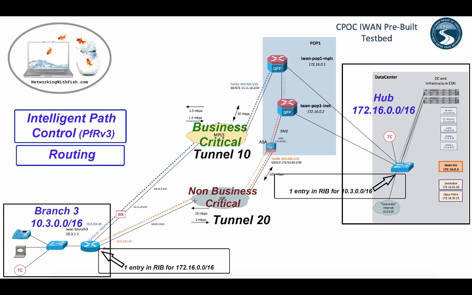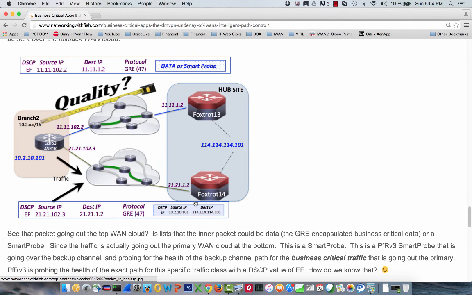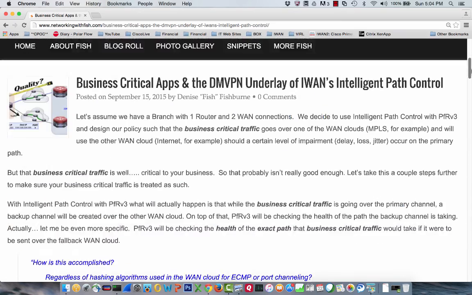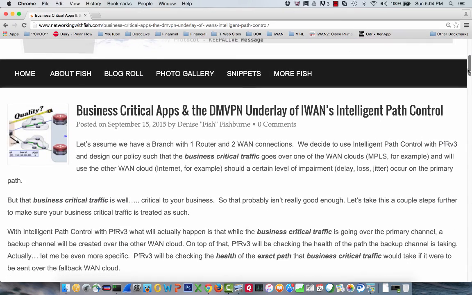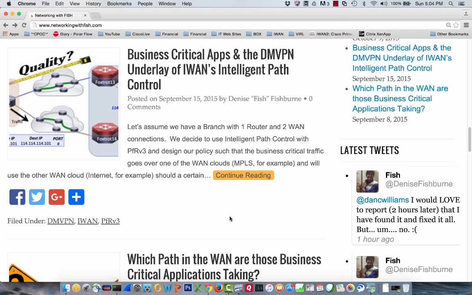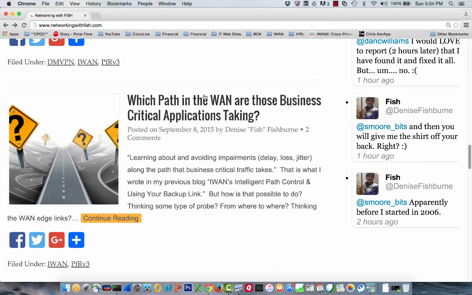So again, that is why EIGRP or BGP over your DMVPN tunnels. If you are wondering again about why DMVPN, I will suggest that you go to Networking with Fish and look at the Business Critical Apps section. You may also want to go back one blog to which path in the WAN are those business critical applications taking, and that will help you understand why DMVPN.